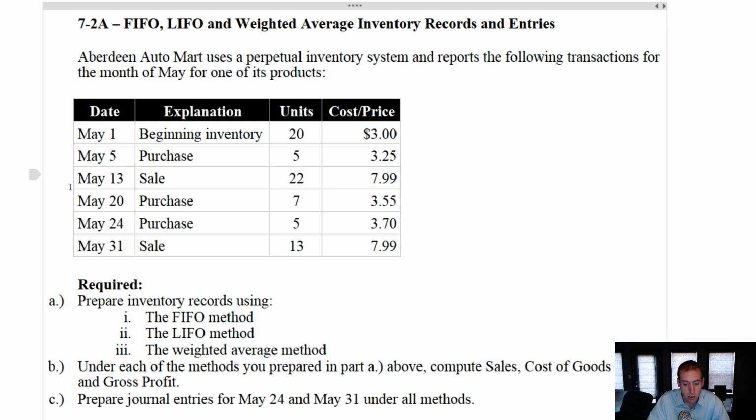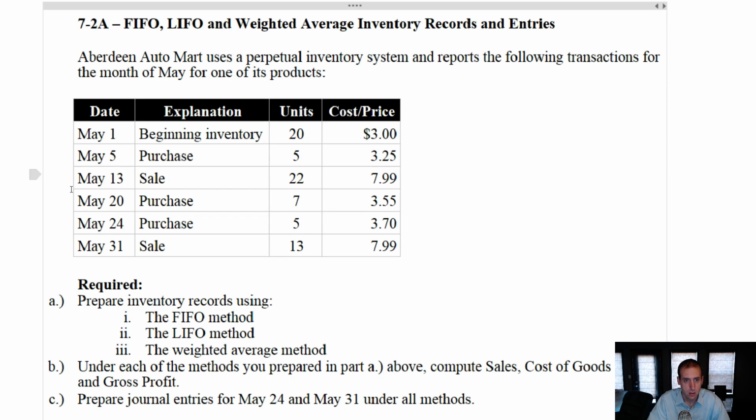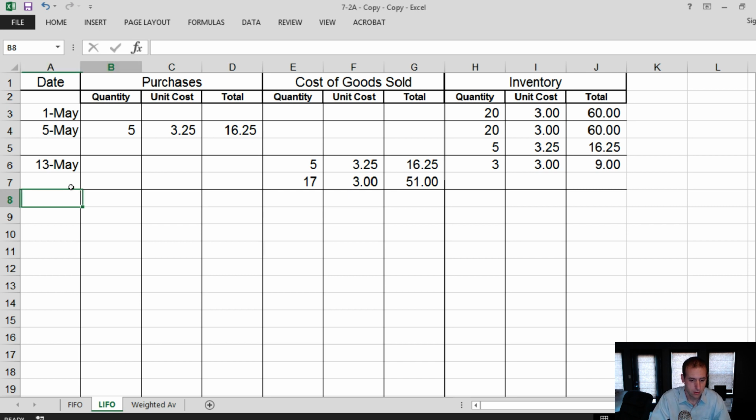Okay, on May 20th, we purchased 7 at $3.55. Let me just, I forgot about the decimals here. I need more decimals in this column. So we purchased 7 at $3.55. Seven times 3.55 is 24.85. We had 3 at $3 for 9. We purchased 7 at 3.55 for 24.85. And that's it.